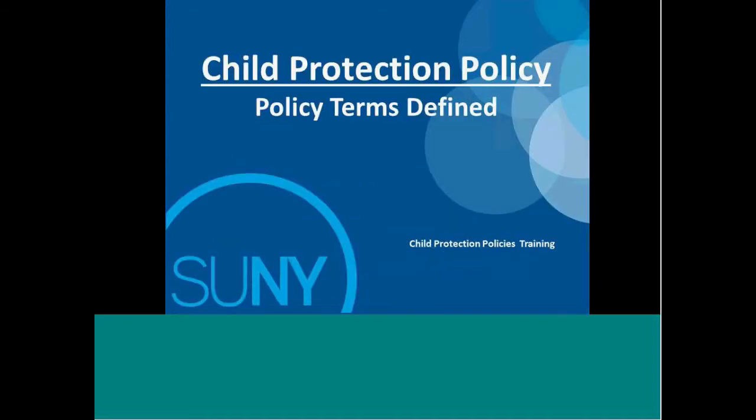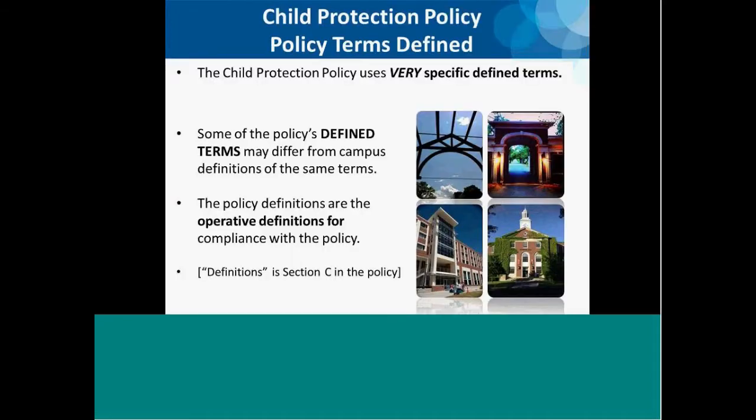In this section, we will review the definitions used in the Child Protection Policy. The Child Protection Policy contains specific, defined terms. The definitions used in the policy are the operative definitions for compliance with the policy, despite any campus definitions of the same or similar terms. The definitions are contained in Section C of the policy, which we will now review.